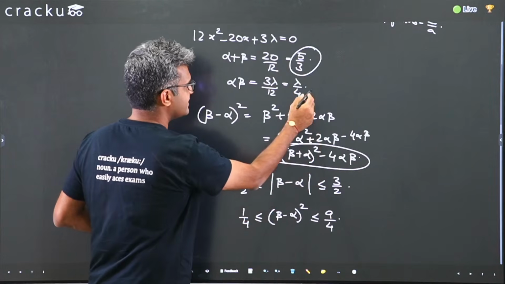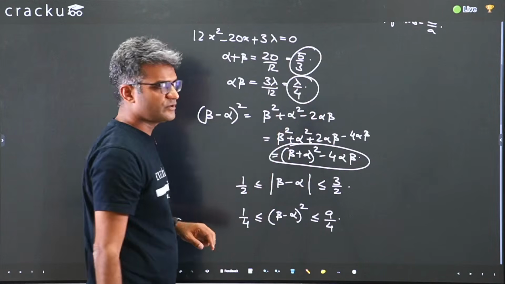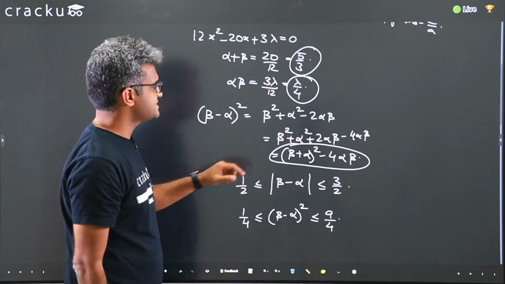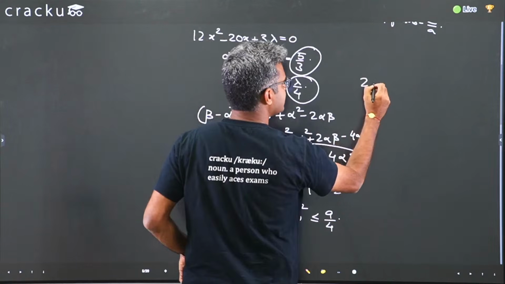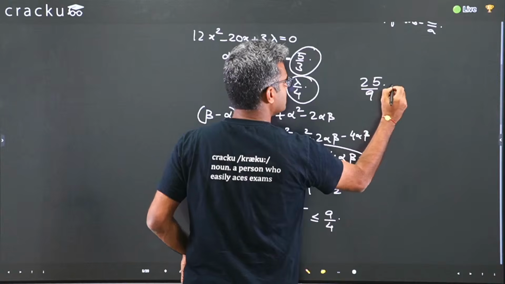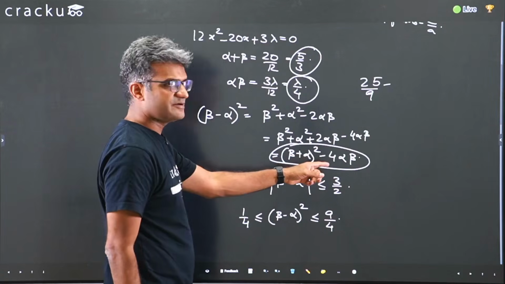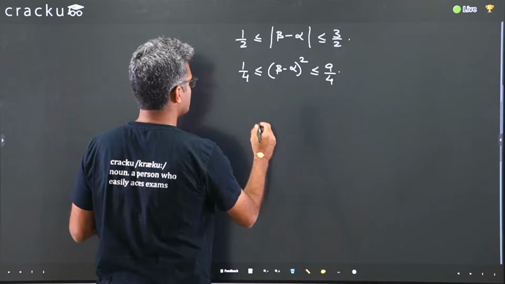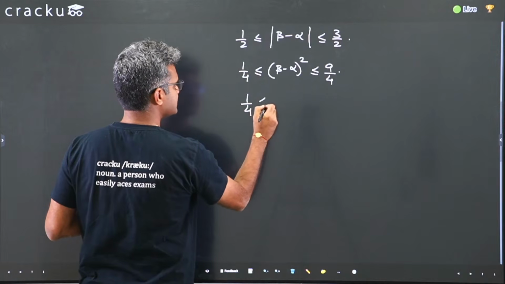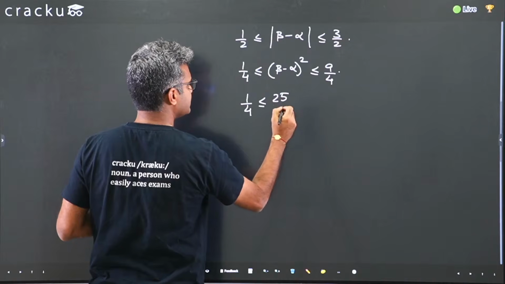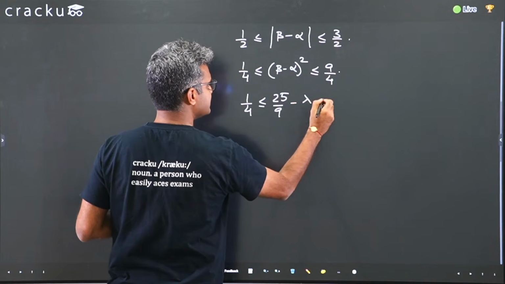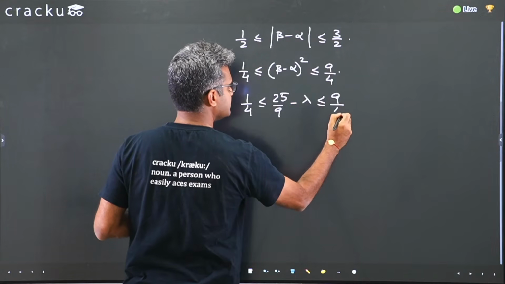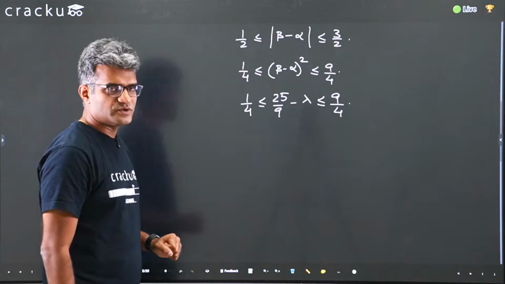4 beta alpha is lambda by 4 into 4. So beta plus alpha whole square is 25 by 9, minus 4 times alpha beta is minus lambda. So basically this is 1 by 4 is less than or equal to 25 by 9 minus lambda is less than or equal to 9 by 4. This is the inequality that is given to us.